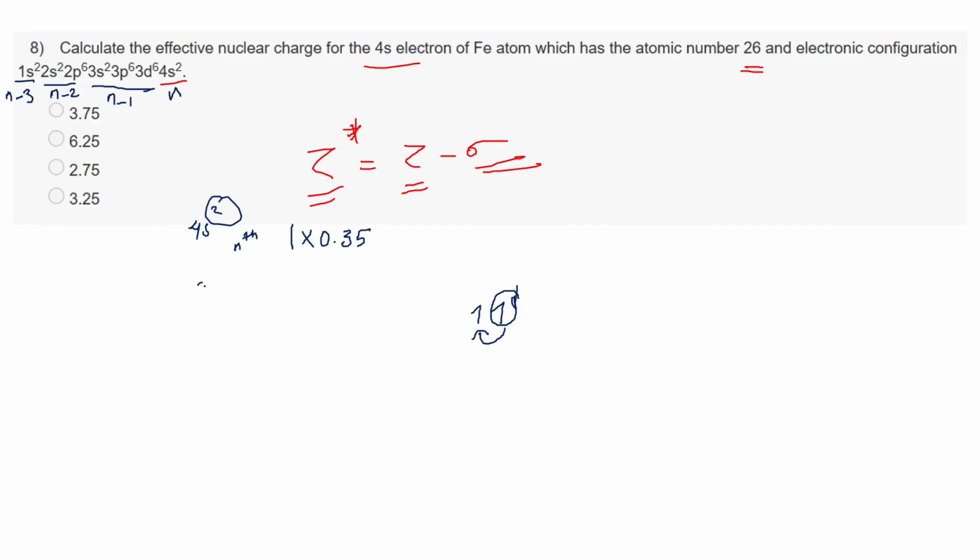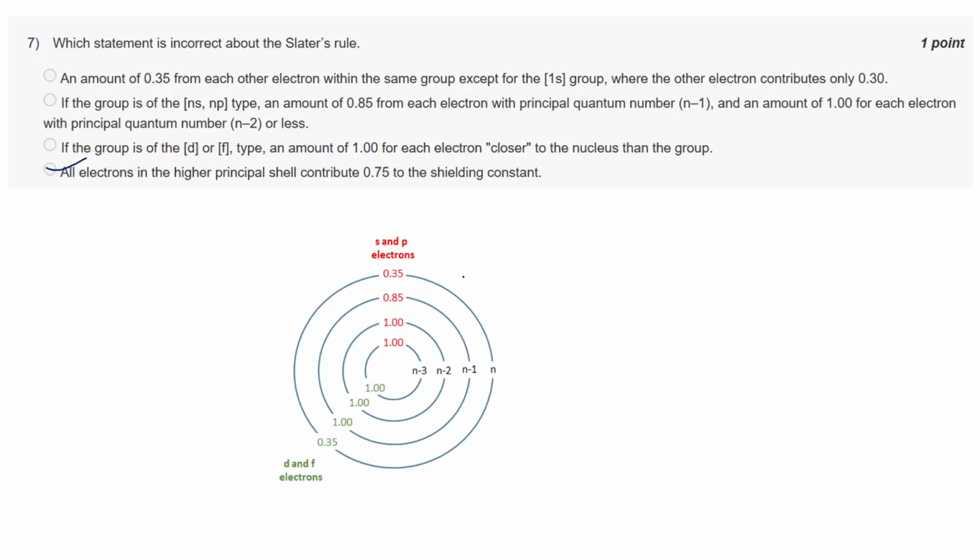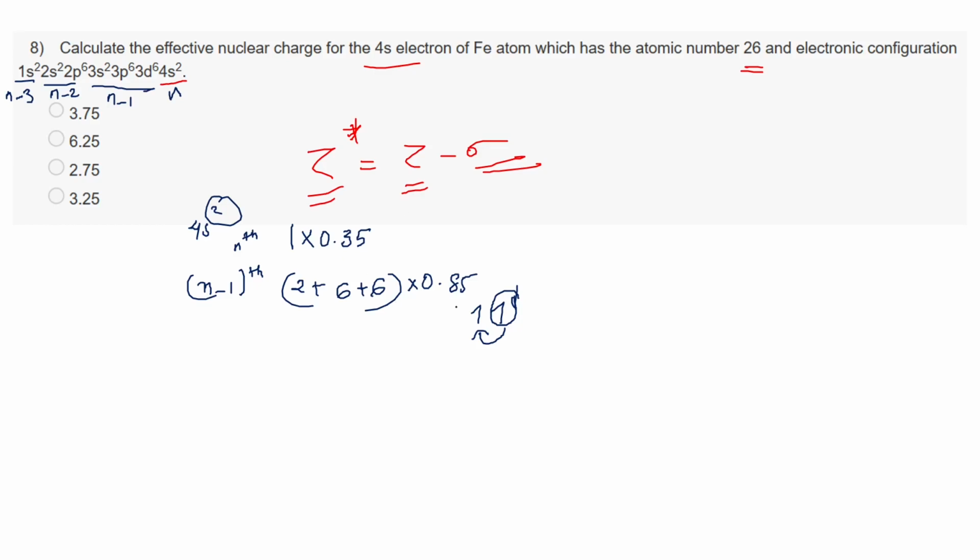Okay. So when we have the n minus 1 shell, how many electrons do we have in the n minus 1 shell? There are 2 from S, then 6 from P, then another 6 from D, right? Into 0.85. This is what we saw here, 0.85 for n minus 1, and we are following this rule because we are looking at S electrons.